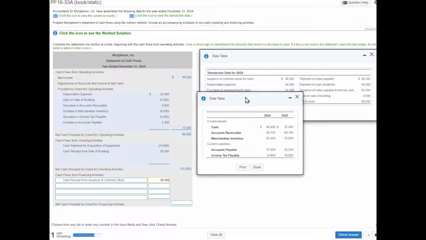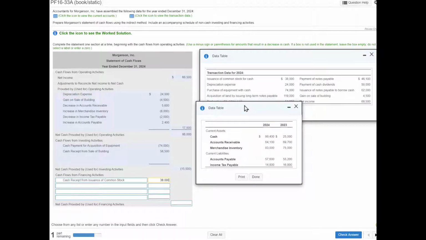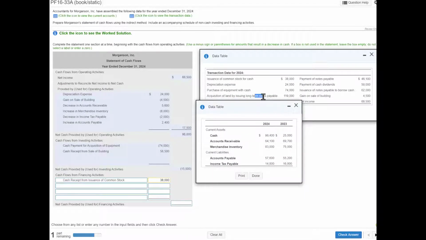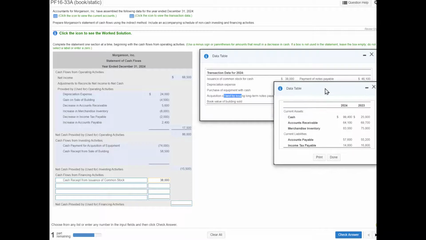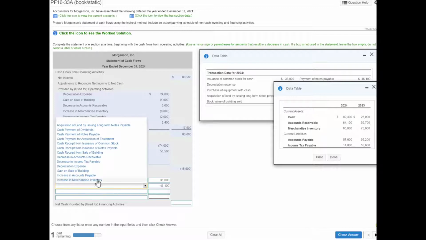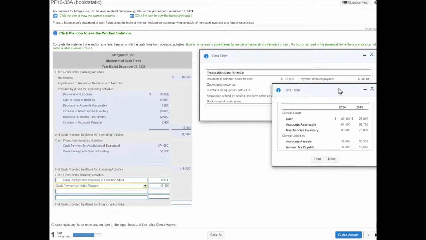What else do we have? Depreciation, acquisition of land. Now this is a long-term liability, but the cash is not involved, so that's going to go in the fourth section. And we got payment of notes payable, $46,100. Since we paid this, that's a negative number, minus $46,100. Cash payment of note payable. See what else we got?